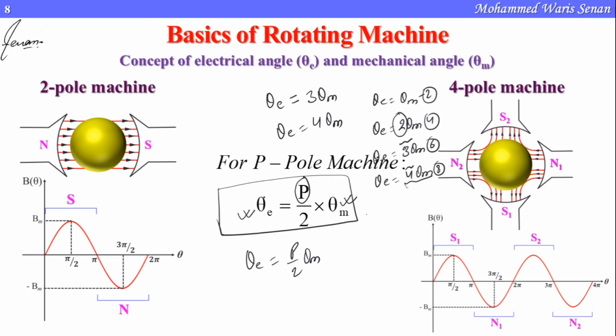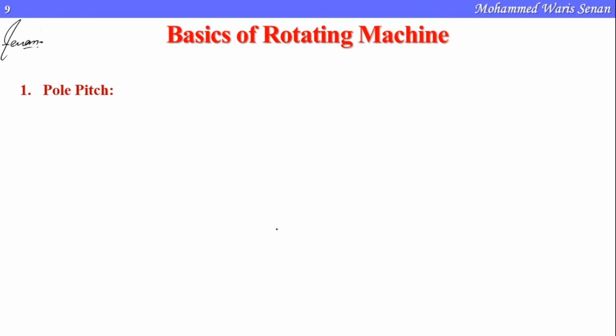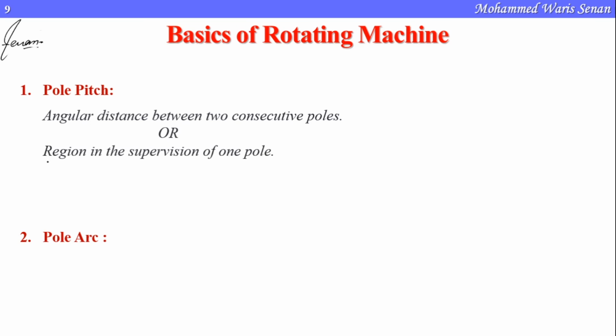So now we have understood the concept of theta electrical and theta mechanical angle, and we have developed the relationship between them. Now let us discuss a few more concepts related to rotating machines. The first one is pole pitch and the second one is pole arc. Let us understand the meaning of pole pitch. Pole pitch is the angular distance between two consecutive poles, or we can define it as the angular region in the supervision of one pole.